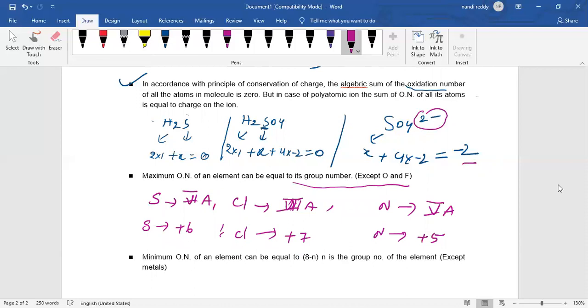Meaning, sulfur can lose a maximum of how many electrons? 6. Chlorine can lose a maximum of 7 electrons. Nitrogen can lose a maximum of 5 electrons. That is the meaning of that point.